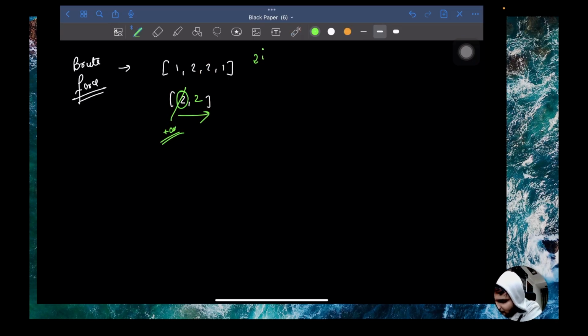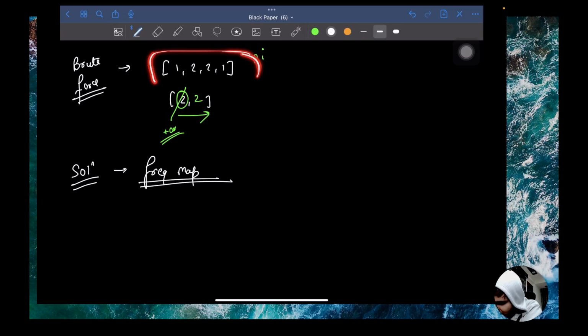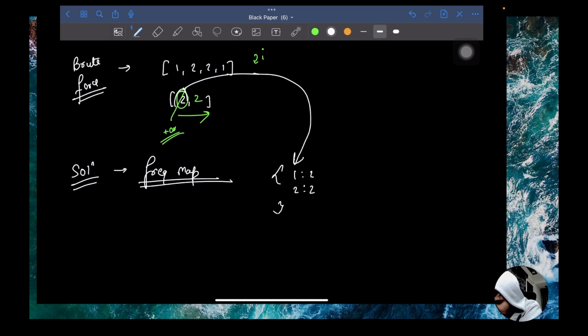Apart from that, there is another solution that you can build that is using frequency map. That is a very easy solution to think of. Just prepare the frequency of any one array: 1 is present 2 times, 2 is present 2 times. Then iterate on the second array. If you find an element here, reduce the frequency of that element and add that in your final answer. That is something that you can do.